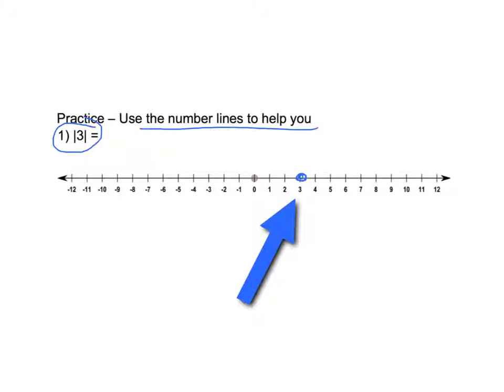So we're going to count how many spaces that is. So we have 1, 2, 3. So the absolute value of 3 is 3.